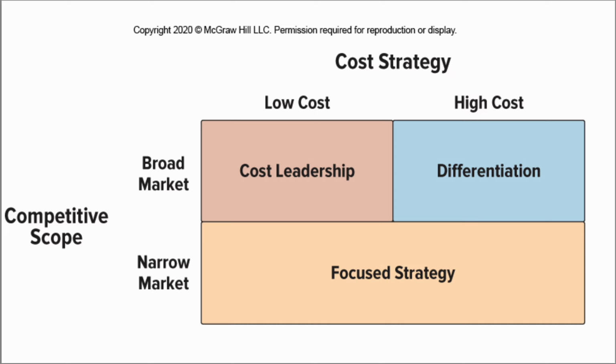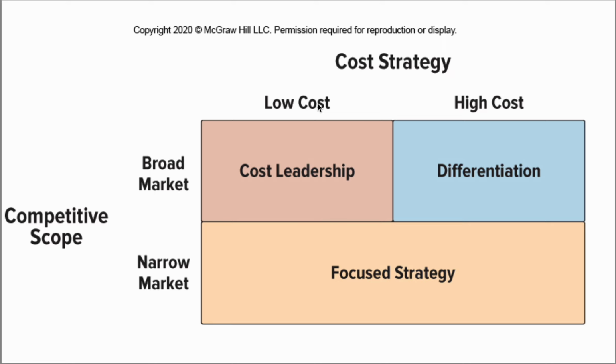But the idea of the generic strategy is to determine whether the company primarily focuses on low cost versus high cost and primarily has a broad market versus a narrow market. A company can't be both low cost and high cost at the same time and can't be both a broad market and a narrow market at the same time. So with the generic strategy, we have to pick one of these three categories.